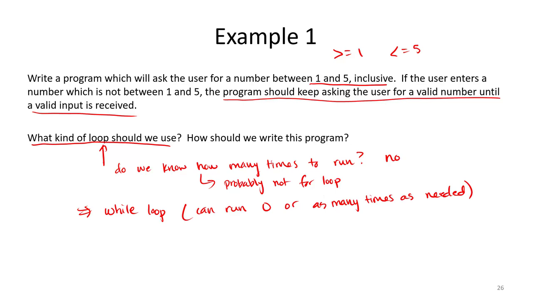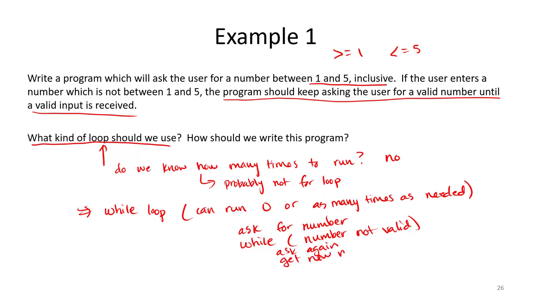Basically, our plan for this program could be that we ask the user for a number, and then while the number is not valid, we could ask again and get a new number. So that's one way that we could write this program. Let's go ahead and code it up real quick.